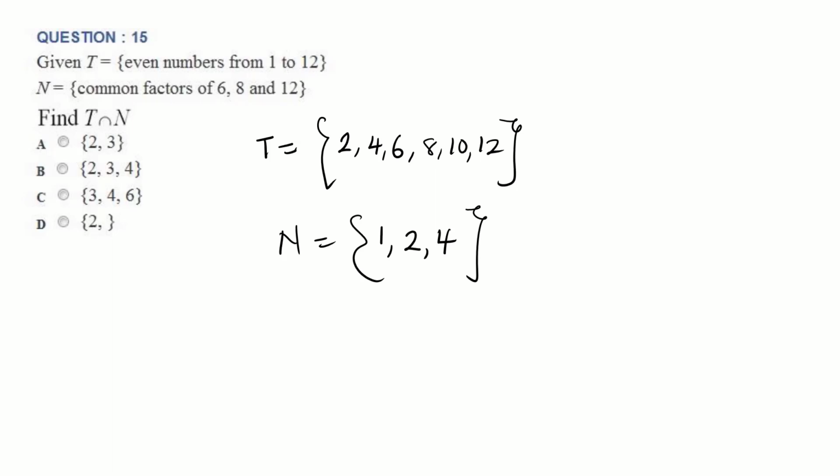So we are looking for t intersection n. The common elements in these are 2 and 4. So this is 2, 4. That is option D. In this tutorial, I said the answer is not in the options, but take note, the answer is 2, 4. Sorry for that. So that is option D. Take note, the answer is 2, 4.